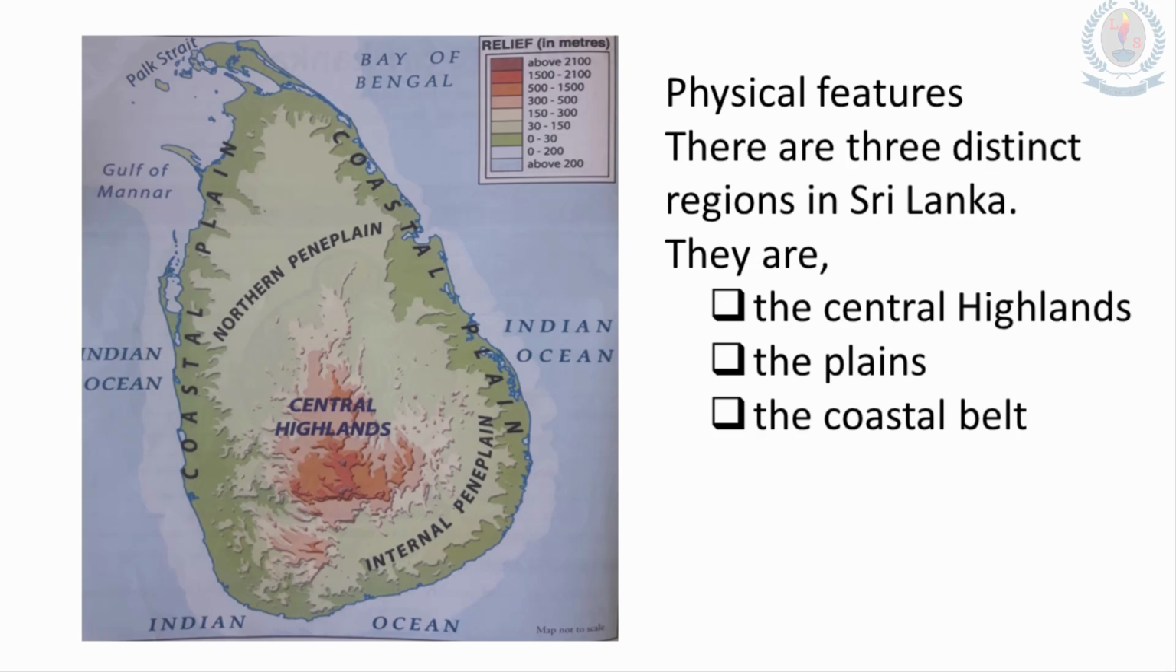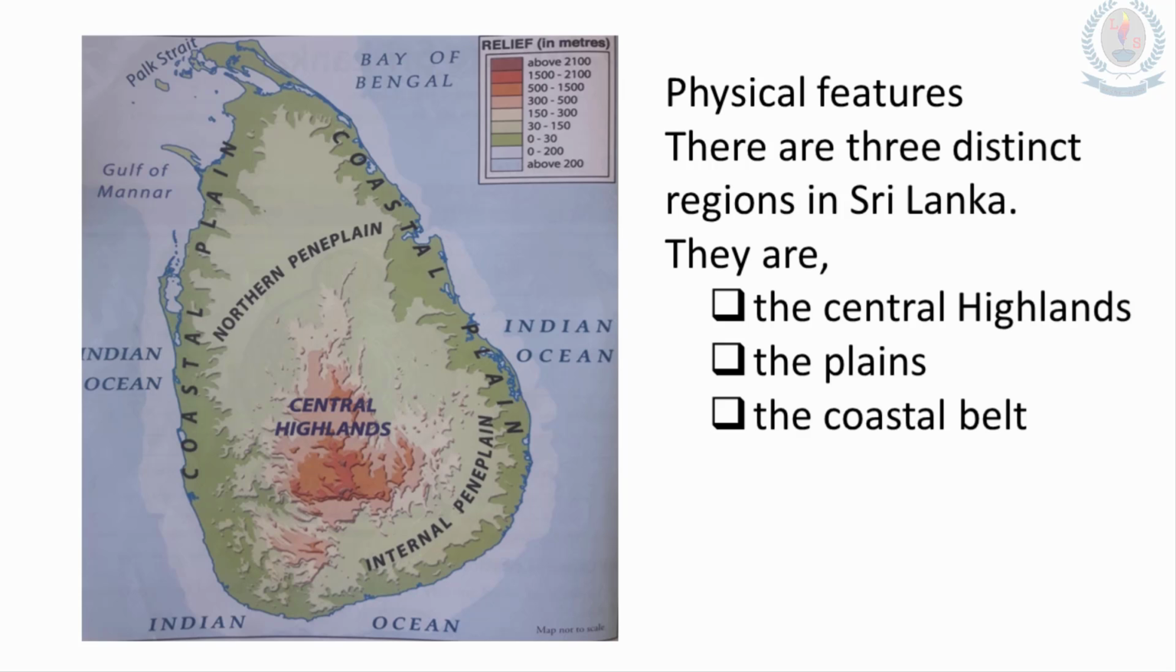There are three distinct regions in Sri Lanka based on their height above the sea level. They are the Central Highlands, the plains and the coastal belt. The outermost region is the coastal belt. It is made up of scenic sandy beaches and lagoons.